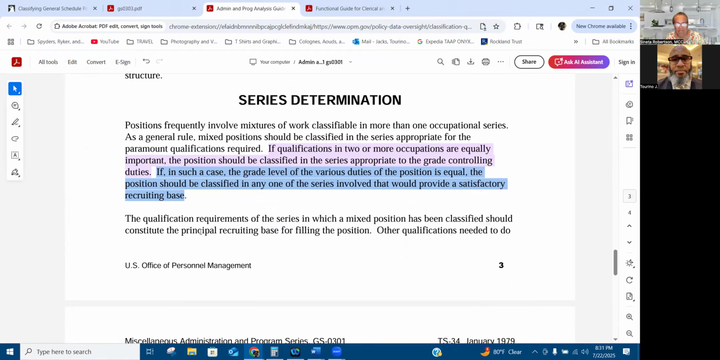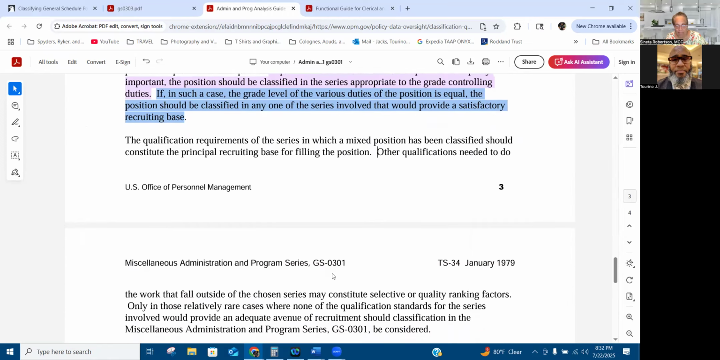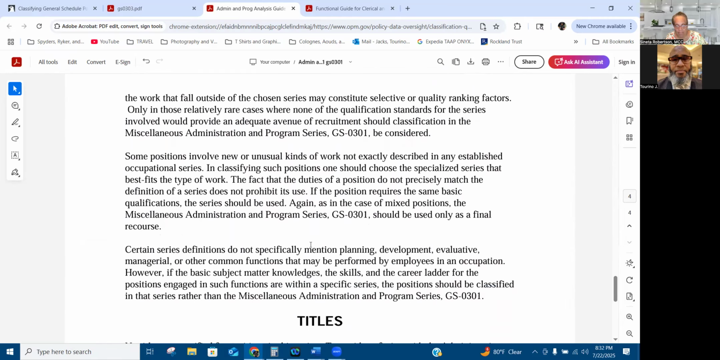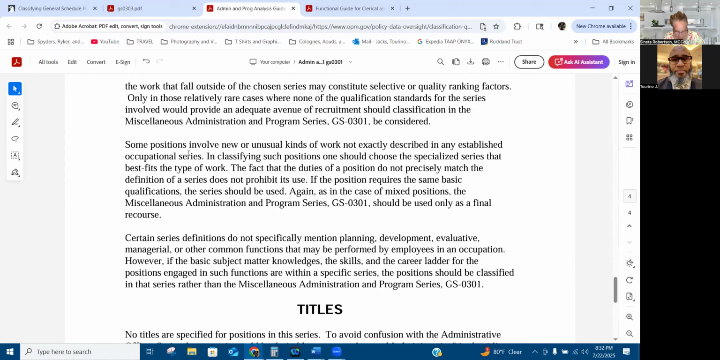Qualification requirements of a series in which a mixed position has been qualified should constitute the principal recruiting base for filling the position, which is what I just said above here. Other qualifications needed to do the work that fall outside of the chosen series may constitute selective quality ranking factors. Only in those relatively rare cases where none of the qualification standards for the series involved would provide an adequate avenue for recruitment should, okay, that says nothing to us. Some of it's just words.